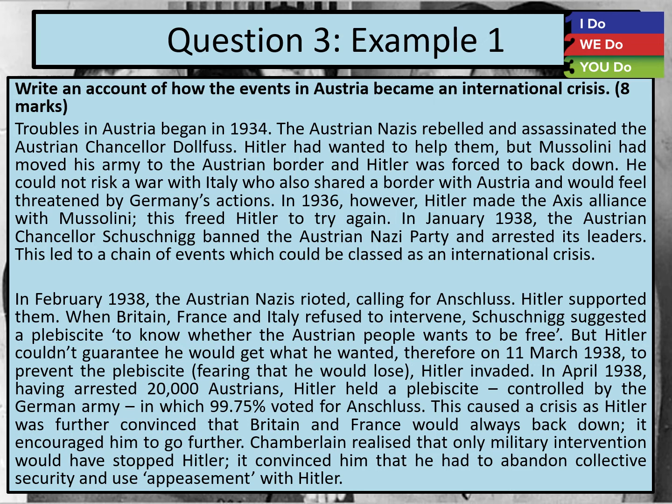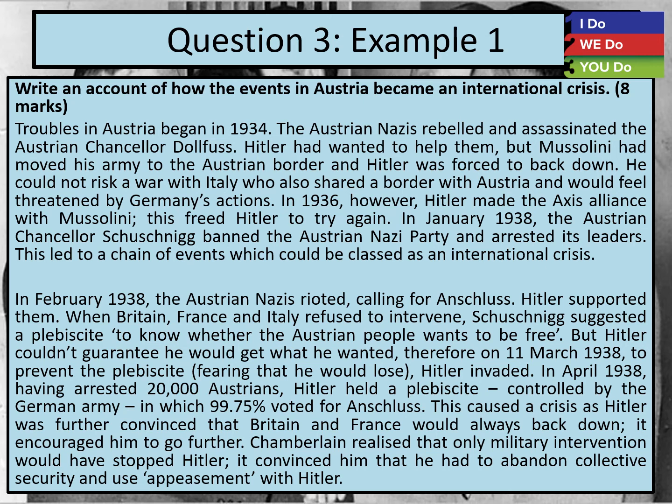for Anschluss. This caused a crisis, as Hitler was further convinced that Britain and France would always back down. It encouraged him to go further. Chamberlain realised that only military intervention would have stopped Hitler. It convinced him that he had to abandon collective security and use appeasement with Hitler.